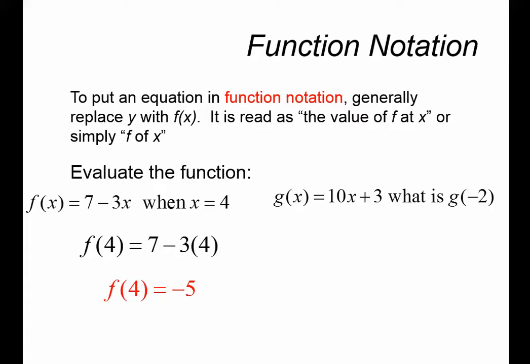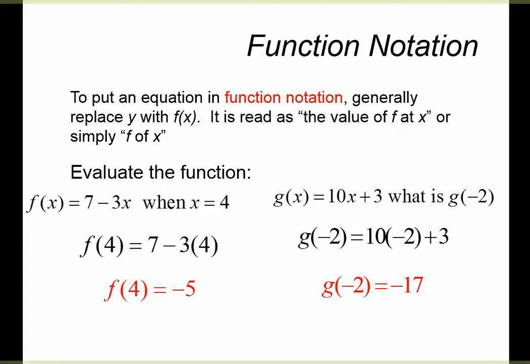All right, well, g of -2 is going to be 10 times -2 plus 3. And so really you just have to know how to evaluate something here. Okay, so what is 10 times -2 plus 3? Make sure you do your order of operations. That's going to be -20 plus 3. Looks like g of -2 is going to be -17.